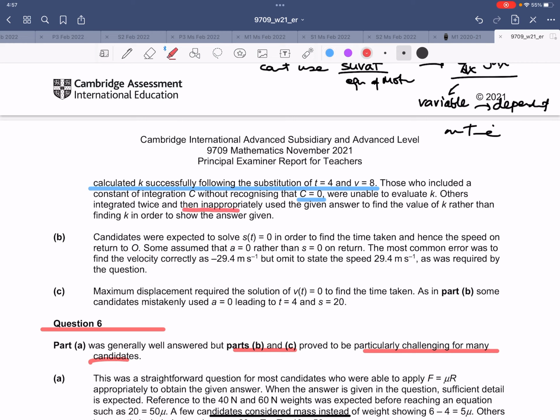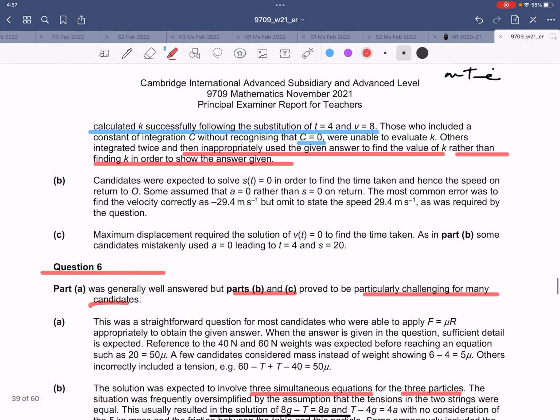Inappropriately using the given answer to find the value of k rather than finding k in order to show the answer given. You cannot use a value which the examiner is asking you to show. Candidates were expected to solve s(t) equals 0 in order to find the time taken and hence the speed to return to O. Some assume that a equals 0. Most common error was to find the velocity correctly as this, but omit to state the speed 29.4 as was required. Let us double check whether I've done it correctly or not. Maximum displacement required the solution of derivative of displacement equals to 0 and so on.